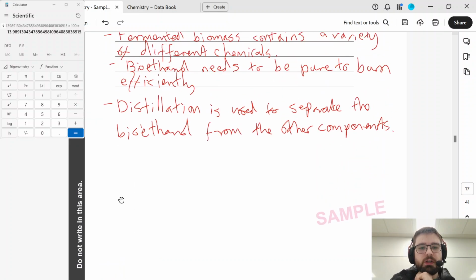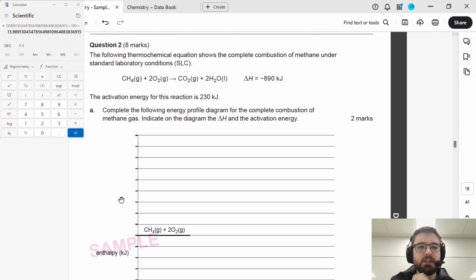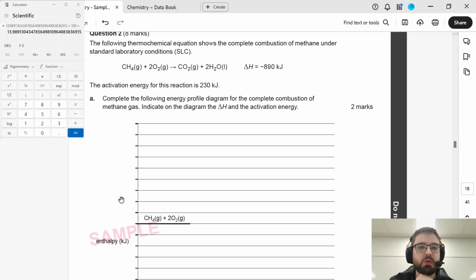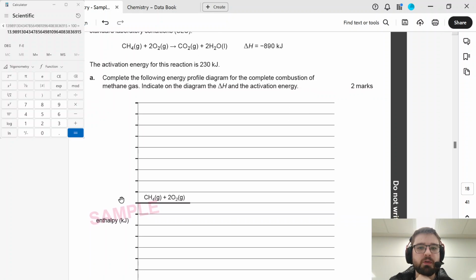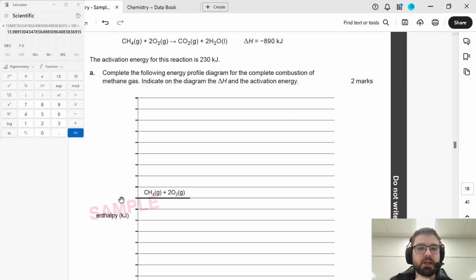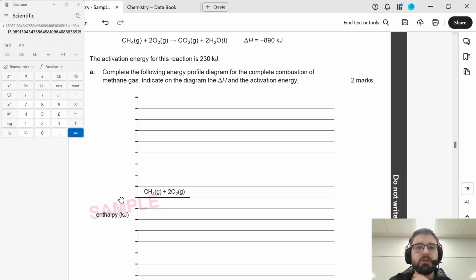Okay, if you've got another answer you want to give, I guess leave a comment or something. The following thermochemical equation shows the complete combustion of methane. Activation energy for this reaction is 230. Draw an energy profile diagram for the complete combustion of methane gas. Indicate on the diagram the delta H and the activation energy.